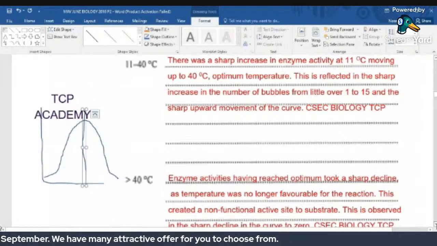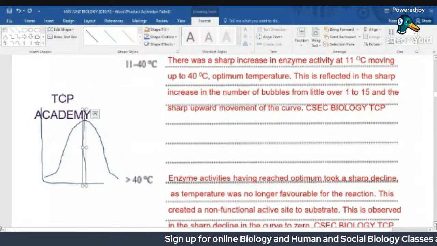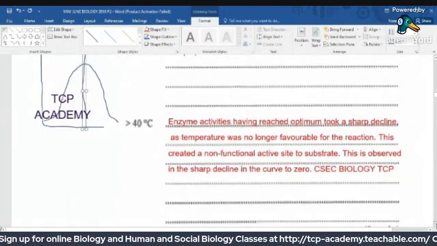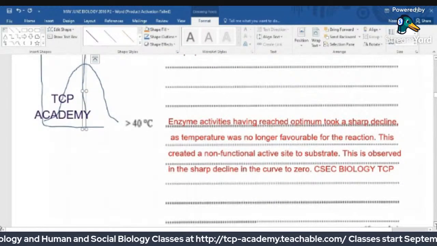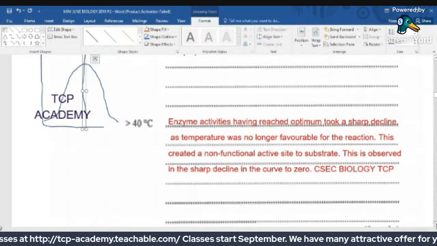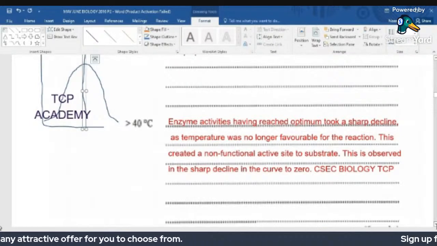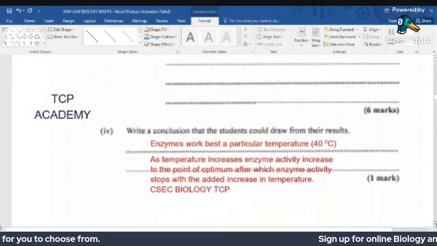Now this created a non-functional active site to the substrate. That's a substrate to enzyme connection that wasn't taking place there. The reaction just could not continue. This is observed in the sharp decline in the curve to 0. So there was a real decline in enzyme activity as a result of the enzymes not matching favorably with the active site, as the temperature would have denatured these enzymes.